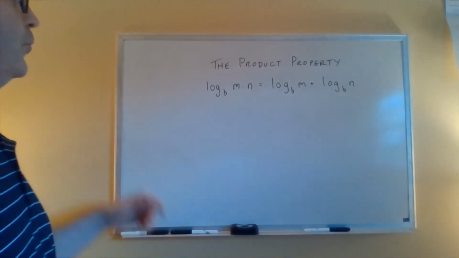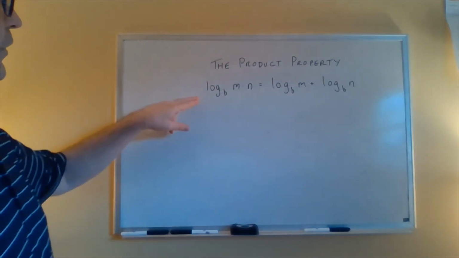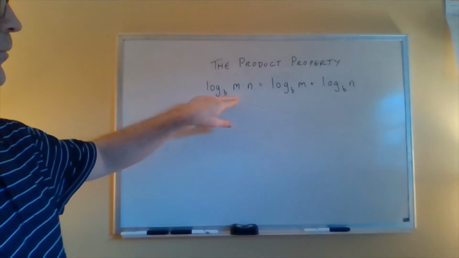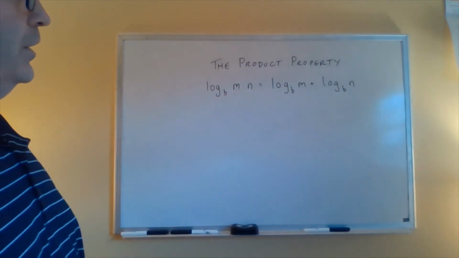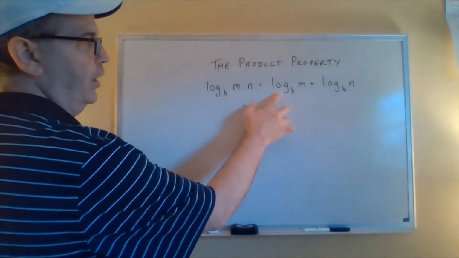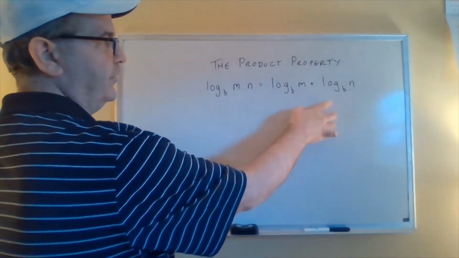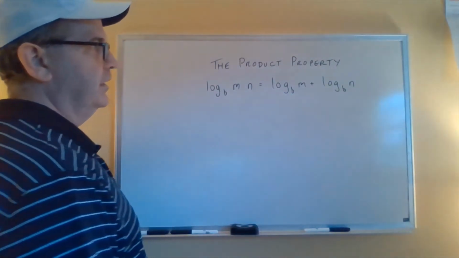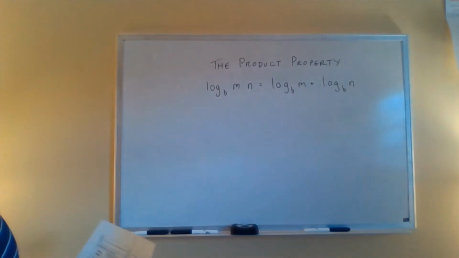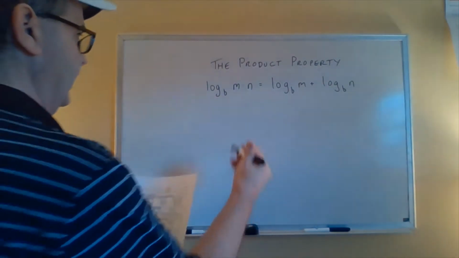Okay, so here's what the product property states. If we take a log base b of m times n, that is the equivalent of taking the log base b of m plus the log base b of n. So let's look at an example here.